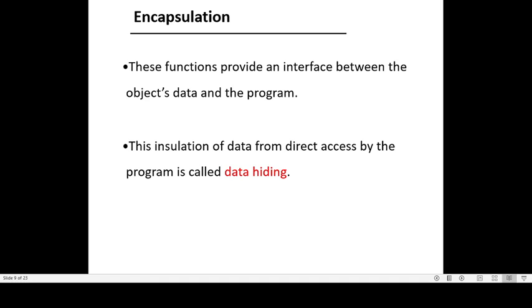These functions provide an interface between the object, data and the program. There is an interface between the program as well as the object. Through the object, we can invoke the member functions of the class. This insulation of the data from direct access by the program is called data hiding. Data hiding means that data exists, but we cannot see it directly.